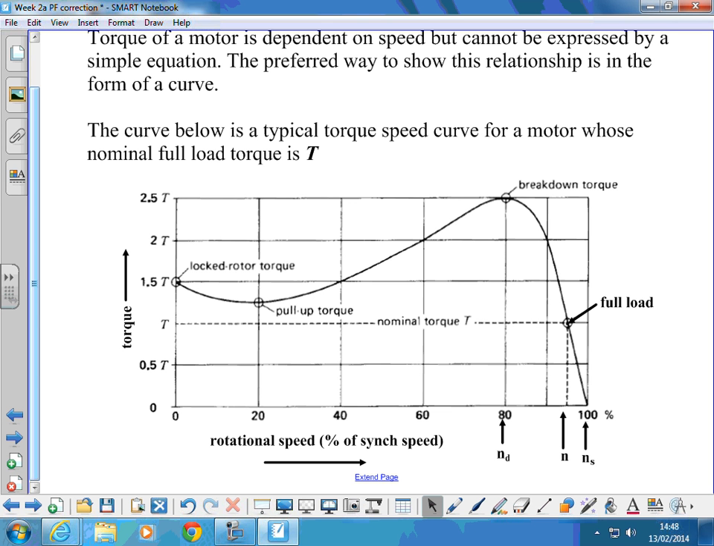The breakdown torque is typically 2.5 times the nominal torque. Very quickly after that, if you keep applying much more load, you'll stall the motor and it'll stop, because we get to a situation where there's no longer any difference between the rotor speed and the magnetic field speed, and there's no torque anymore. You keep applying load here, here's full load, and now it's very rapidly going to start to fall off.